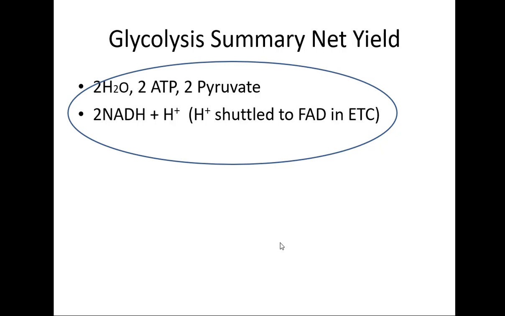And these protons and 2 electrons actually shuttle to the mitochondria, but we'll talk about this later. So the net yield is 2 water, 2 ATP, 2 pyruvate, 2 NADH plus 2 protons, or just 2 NADH plus proton.